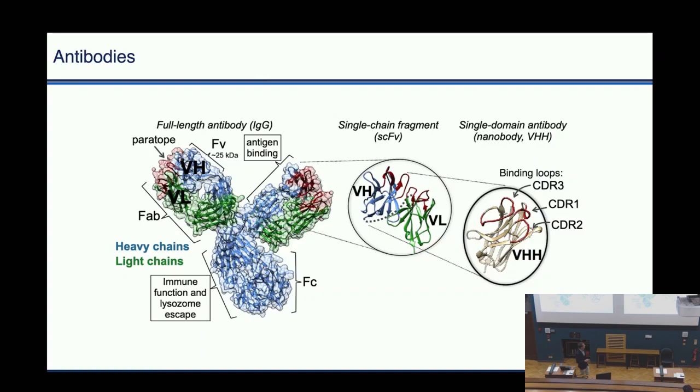And again, these are the three binding loops of a nanobody, 1, 2, 3, and a full-length antibody would have 6 binding loops. But the most important one and the most variable one is CDR3, which I will be mentioning throughout my talk.